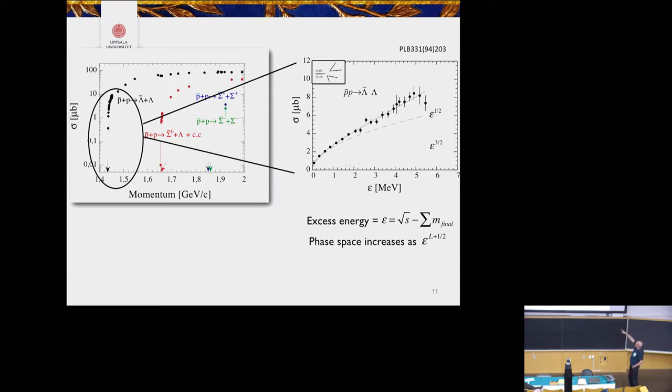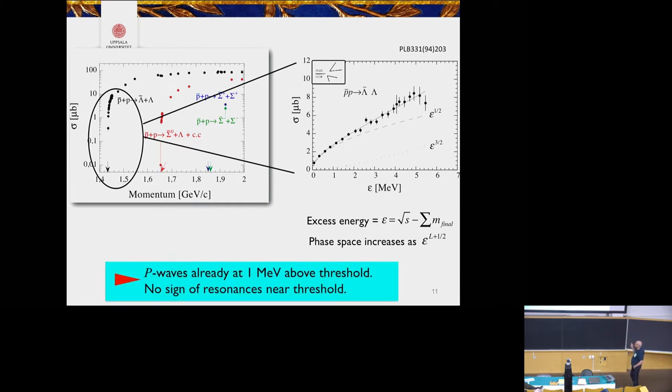And you see, the cross section is perfectly mapped out down to the threshold, and it beautifully also reflects phase space behavior. So this is S wave, which goes as the excess energy to the power 1/2. But here you see the S wave undershoot, so P waves come in already at 1 MeV above threshold. The smooth behavior also tells you there's no sign of resonances, because, for example, there had been speculation that there would be sub-threshold lambda-lambda bar bound states predicted, and there is no sign of this at all in the data.